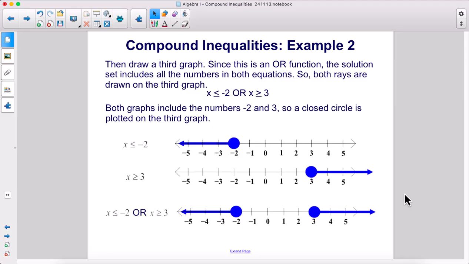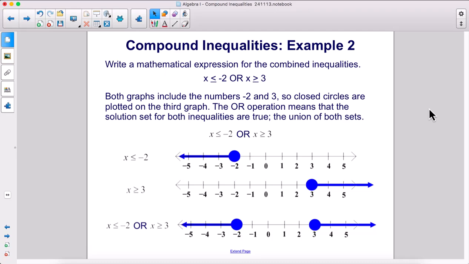Both graphs include the numbers -2 and 3, so a closed circle is used for those numbers on the third graph. Let's write a mathematical expression for the combined inequalities. The OR operation means that the solution set for both inequalities are true. This is the union of both sets. You would just write x is less than or equal to -2, or x is greater than or equal to 3.